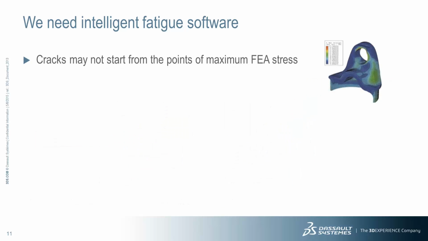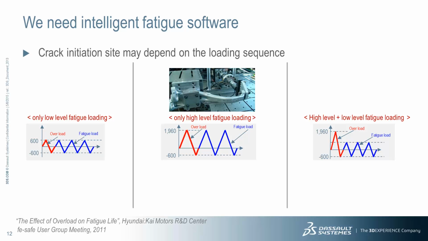So we can't rely on the FEA stresses alone to give our fatigue life. Let's look at the very interesting case study from Hyundai Motor Company. The analysis was based on a steering knuckle. The benchmark was to investigate the effect of an overload as if the vehicle had hit a curb.